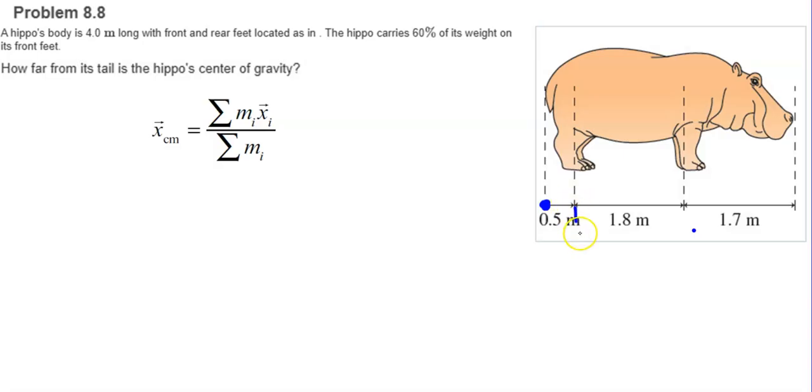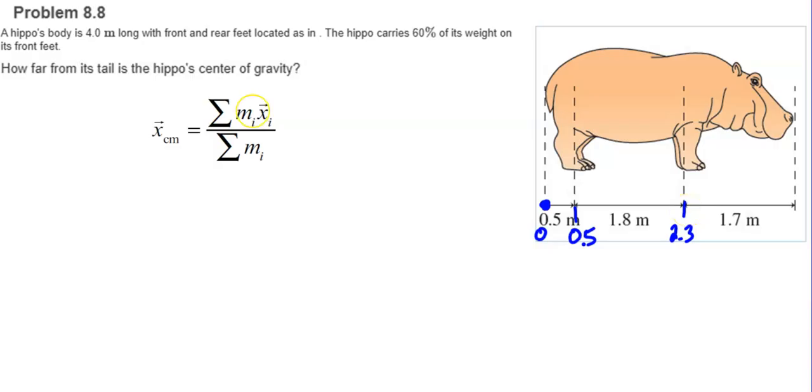So this point on the coordinate system is 0.5 meters. This point then will be, where did that mark come from? Let's get rid of that. All right, so anyways, this mark would then be 2.3 meters, and we don't really need the nose of the hippo. Okay, so again, 0, 0.5, and 2.3.